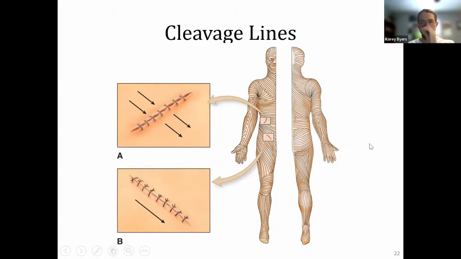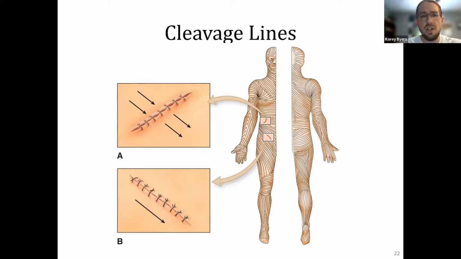Say we're doing an elective surgery, or a surgery where it's not necessarily an emergency wound. A good surgeon that is concerned about how this is going to look afterward will try to make the incision or close the wound in a way that goes with these cleavage lines. If it goes against the cleavage lines, you're going to see a massive scar, and it's not going to be held together as easily, because as we move, those collagen fibers move along those cleavage lines.